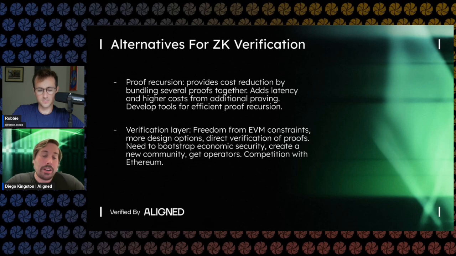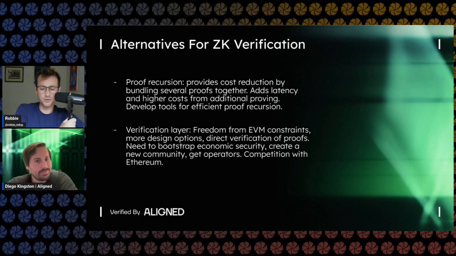So that's one of the ideas. With the verification layer, of course, we are free to build our own blockchain and remove all the constraints from the EVM. We have more design options. We can verify proofs natively, but then we face other problems. We have to bootstrap the economic security of the network. We have to build a new community, get operators. And the problem is that in the end, what we are trying to build is a new Ethereum, something that is going to compete with Ethereum.